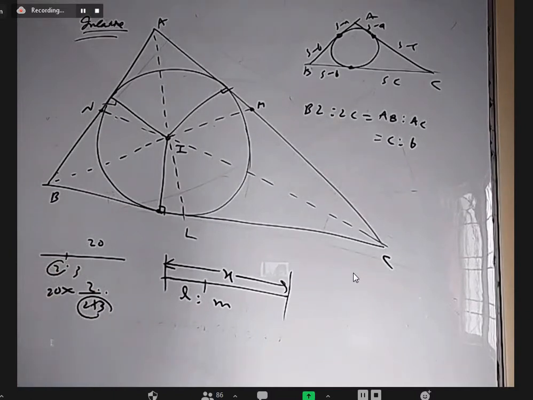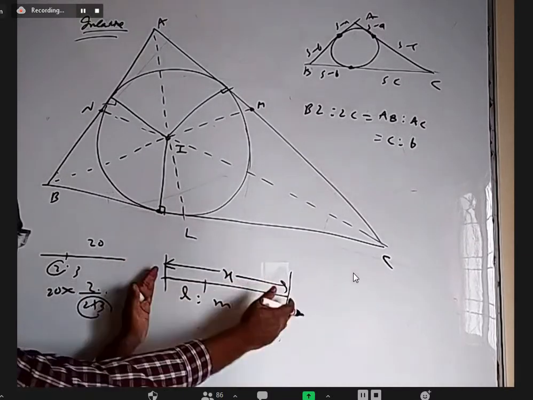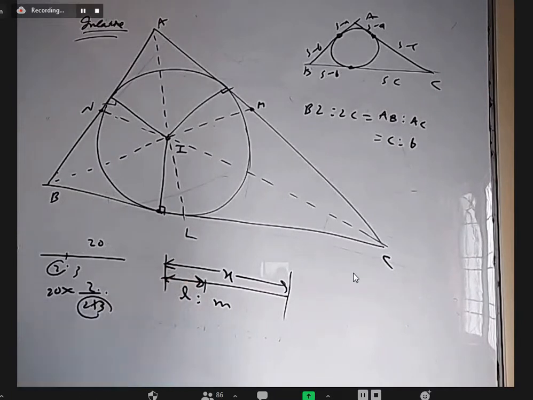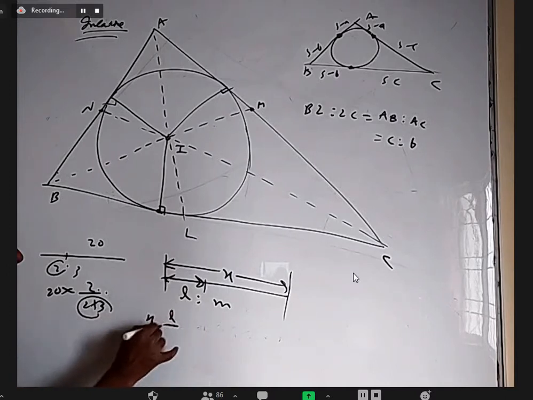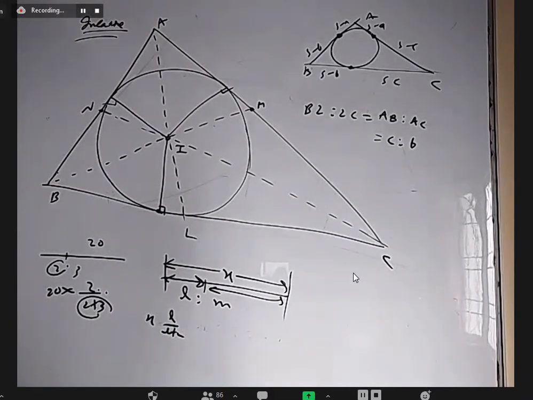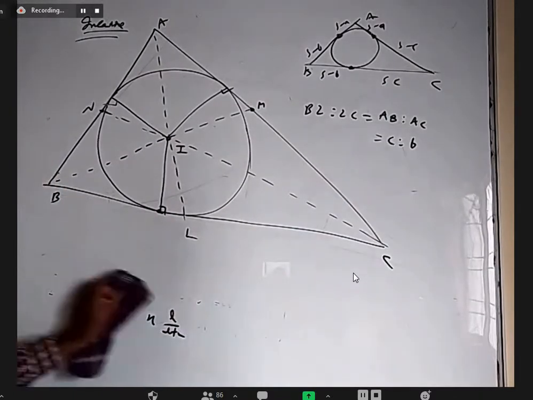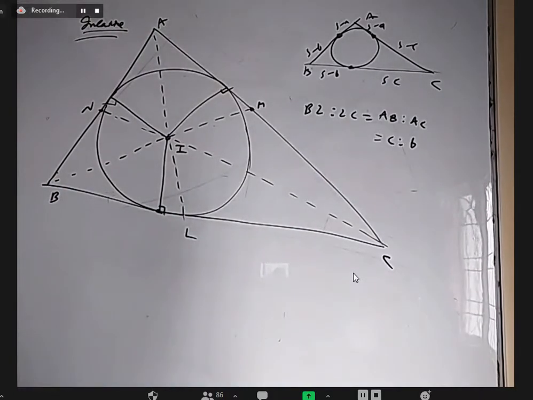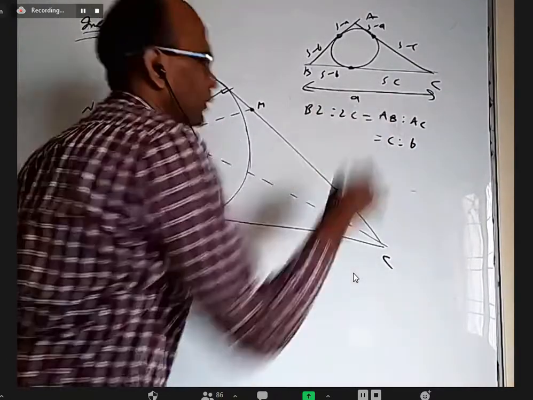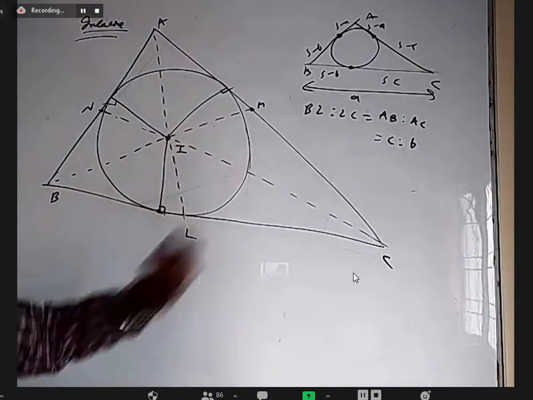Now tell me, x is a length, I have to divide it in the ratio L is to M. What will this length be? X into L by L plus M. And the other length? X into M by L plus M. Okay. Now the BC length, the total, is a. I have to divide it in the ratio c is to b.